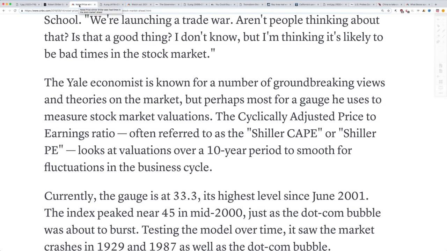He's talking about the trade issues and then says, aren't people thinking about that? Is that a good thing? I don't know, but I'm thinking it's likely to be bad times in the stock market.